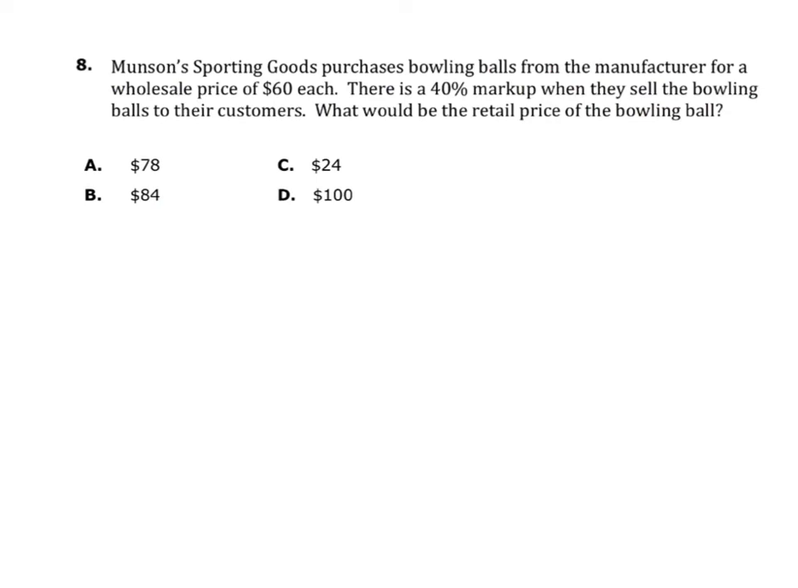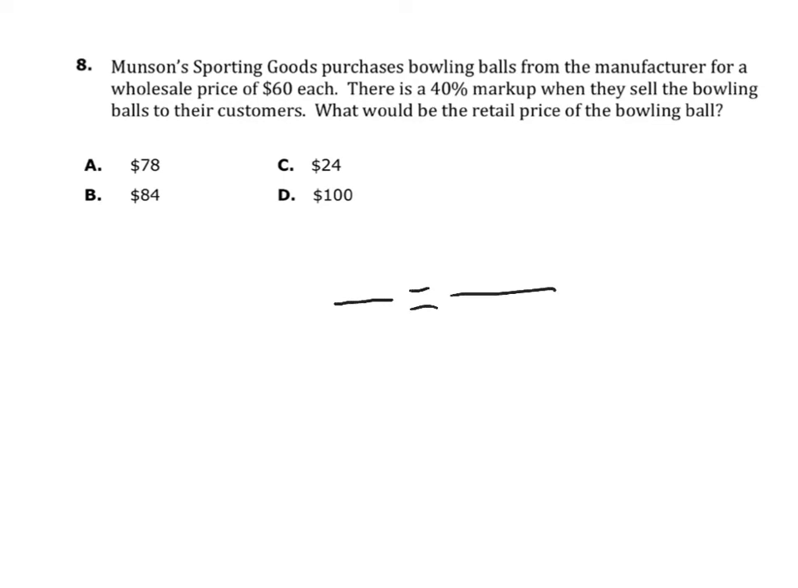Number 8 said Munson Sporting Goods purchases bowling balls from their manufacturer for a wholesale price of $60 each. There is a 40% markup when they sell the bowling balls to their customers. What would be the retail price of the bowling ball? So to find that, we are going to create a proportion.